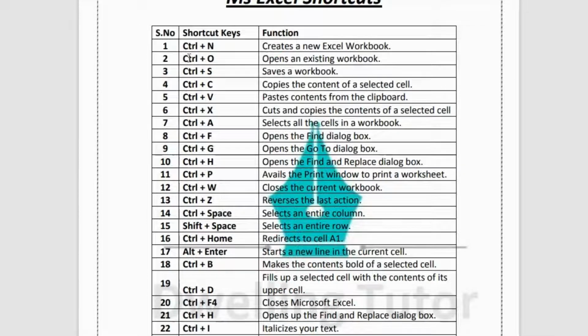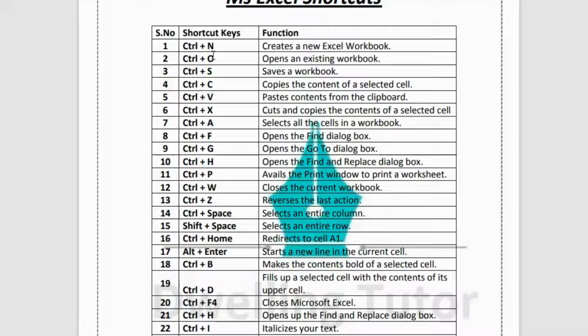So first is Control plus N. Holding the Control button, you have to press N on your keyboard and a new Excel workbook will open. Just like that, if you have to save a workbook. In my previous videos, I have told you how you can save a workbook, but if you want to add a shortcut to it, you just have to press the Control button, and with that press S, and a saving dialog box will appear. So it will help you to save a workbook.